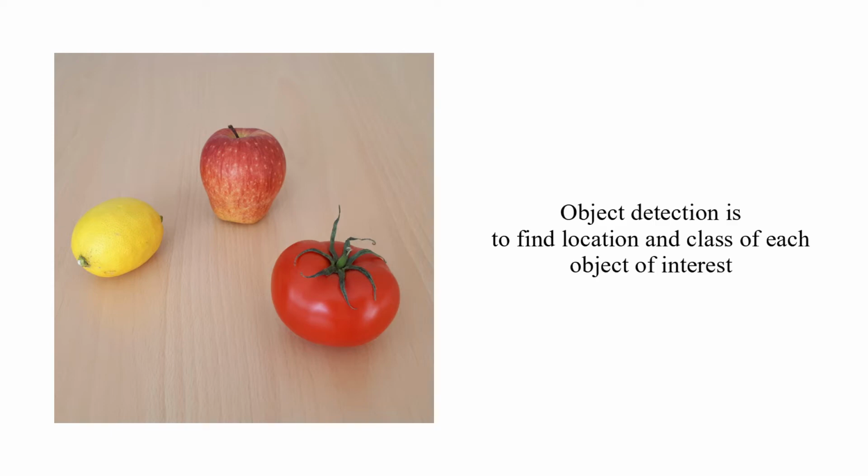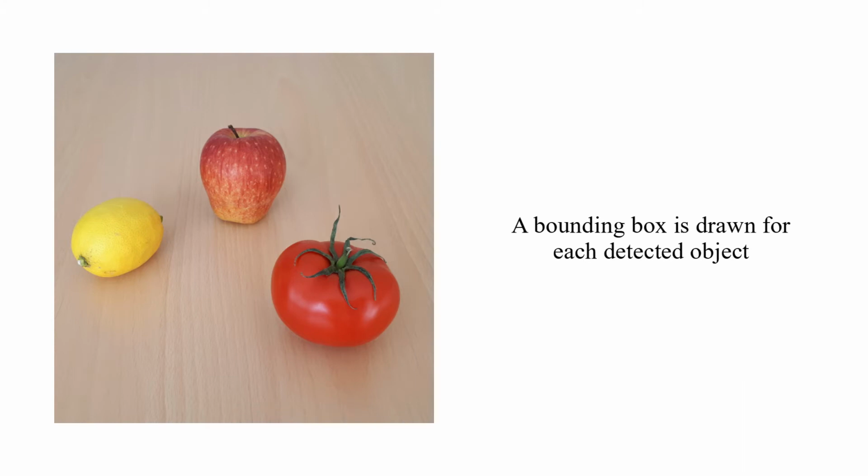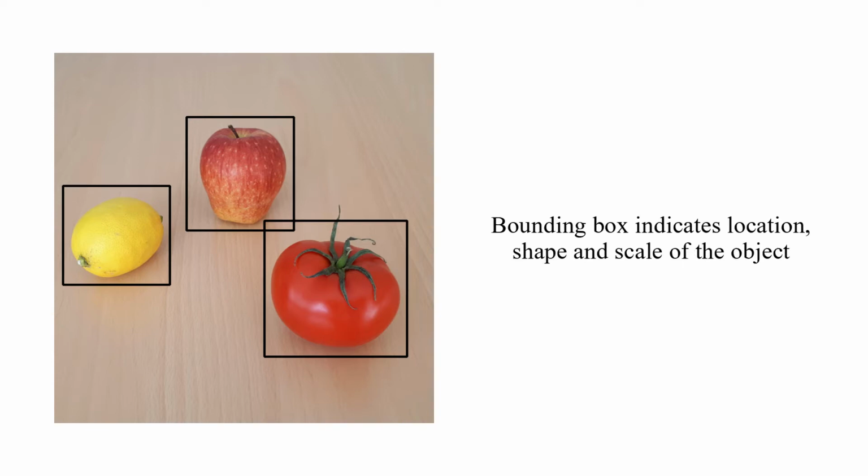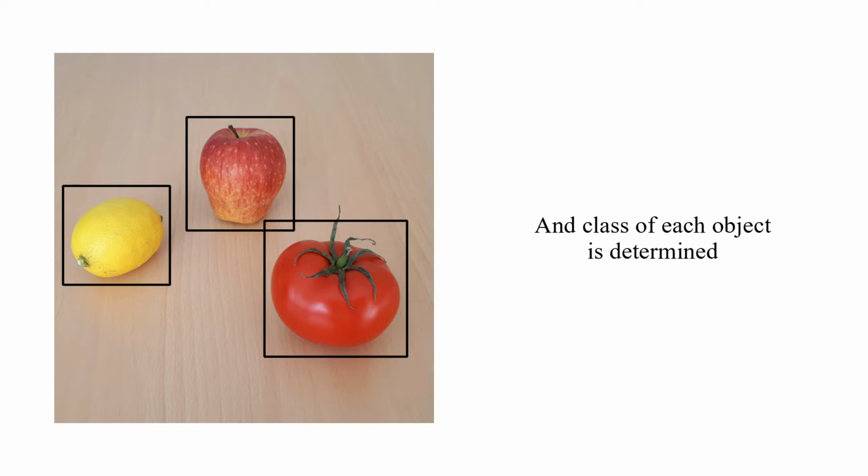Object detection is to find location and class of each object of interest. A bounding box is drawn for each detected object. Bounding box indicates location, shape, and scale of the object. And class of each object is determined.